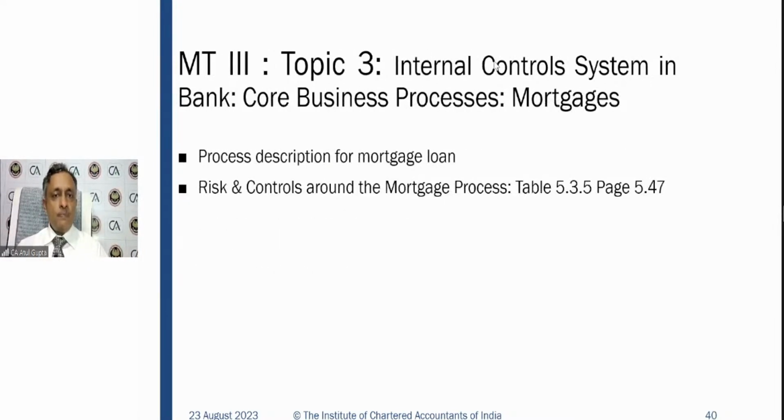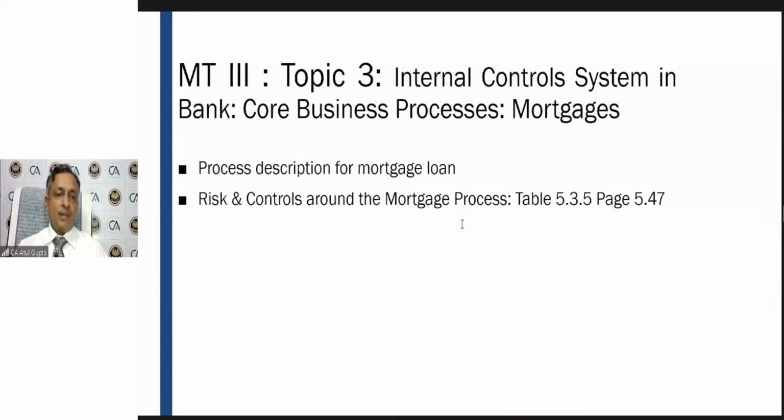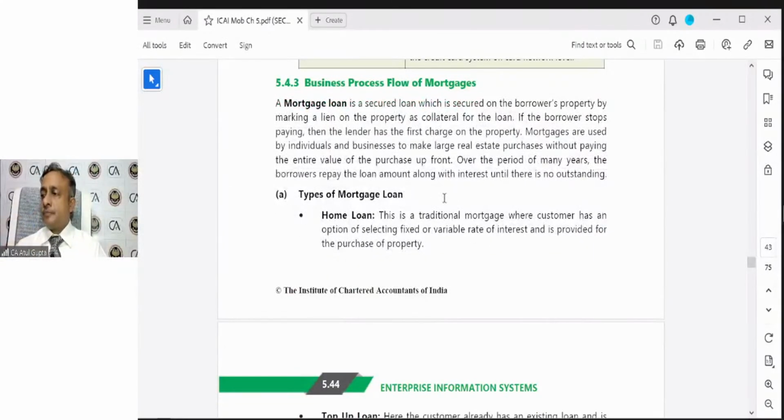So we'll go to the module. Let me refresh for queries. So, business process flow for mortgages. A mortgage loan is a secured loan which is secured on the borrower's property by marking a lien on the property. Now see, this is important. Do keep a tag of this word.